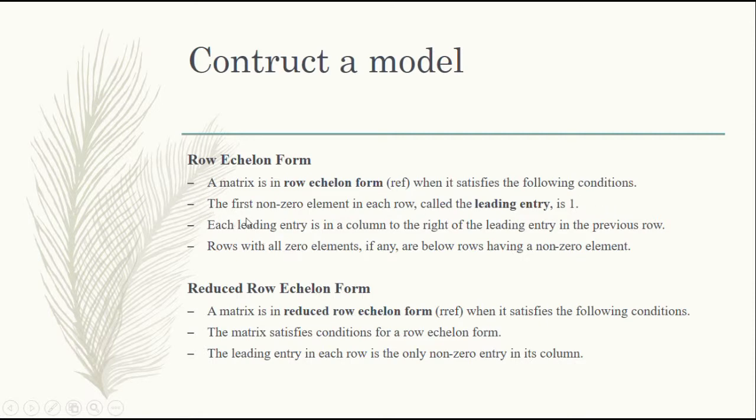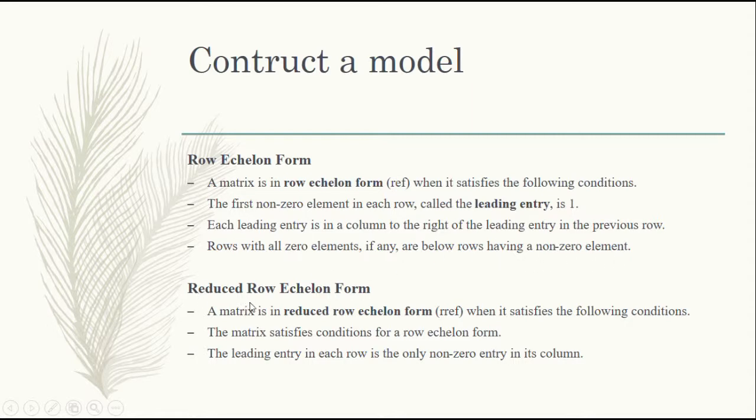Second, the first non-zero element in each row, called the leading entry, is 1. Third, each leading entry is in a column to the right of the leading entry in the previous row. Fourth, rows with all zero elements, if any, are below rows having a non-zero element.